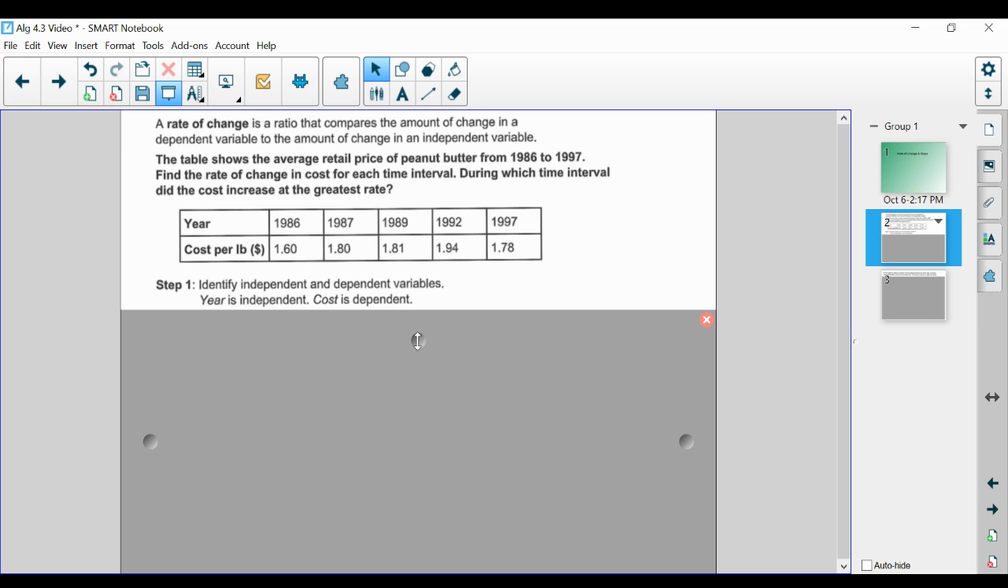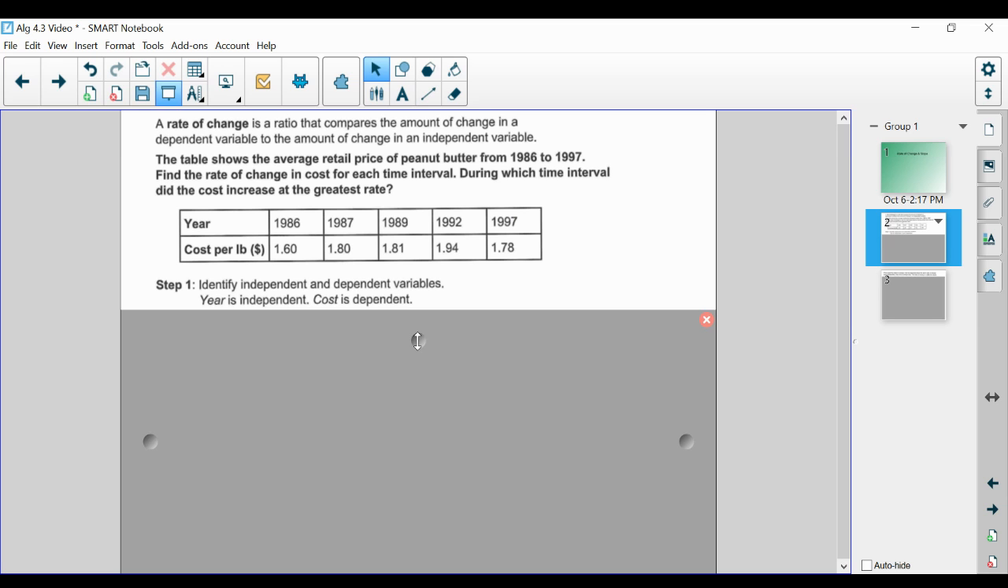So if our cost is dependent, that means the year is independent, because our year is going to change. That's naturally going to happen, and the year is going to continue to go on, even if there isn't a cost to it, right? So the years are going to continue to go on. That's independent of our cost, but our cost depends on our year.